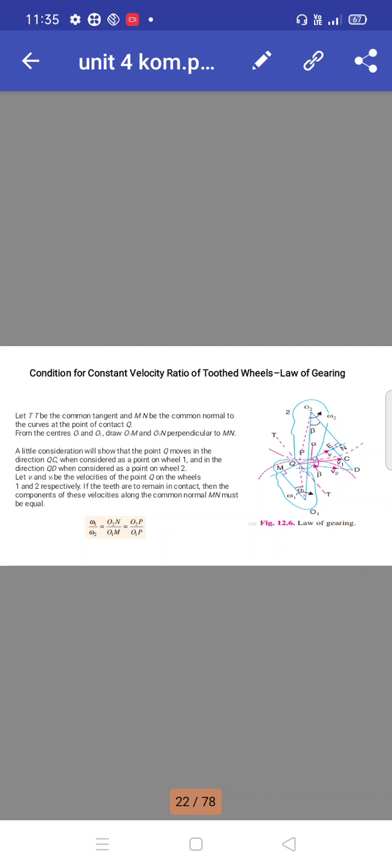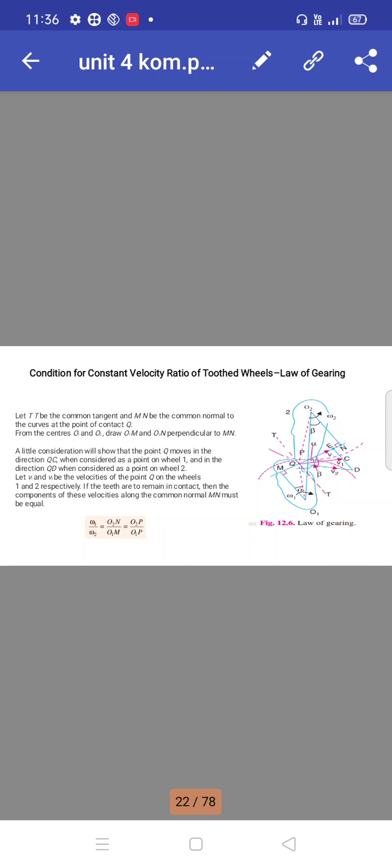The next one, condition for constant velocity ratio of toothed wheels, that is law of gearing. Let Tt be the common tangent and Mn be the common normal to the curves at the point of contact Q. From the centers O1 and O2, draw O1M and O2N perpendicular to Mn. A little consideration will show that the point Q moves in the direction Q1C1 when considered as a point on wheel 1, and in the direction Q1D when considered as a point on wheel 2.